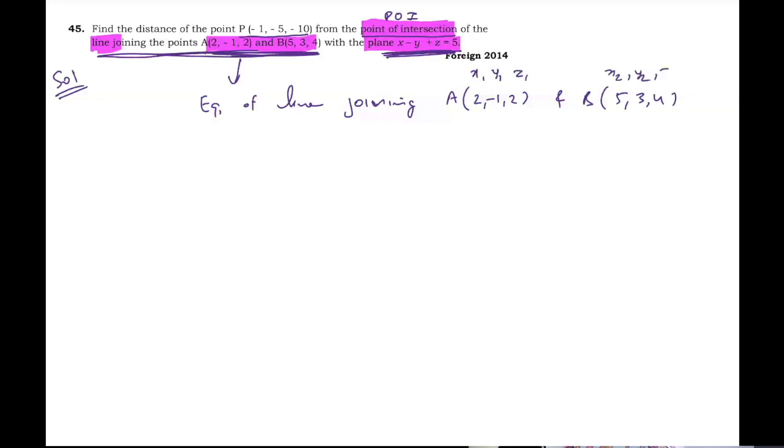First of all, we are not given the equation of the line. The equation of the line joining these 2 points. The points are (2, -1, 2) and the other point is (5, 3, 4). Suppose this is the point x1, y1, z1, and this is the point x2, y2, z2. Can anyone tell me how to find the equation of the line joining these 2 points?